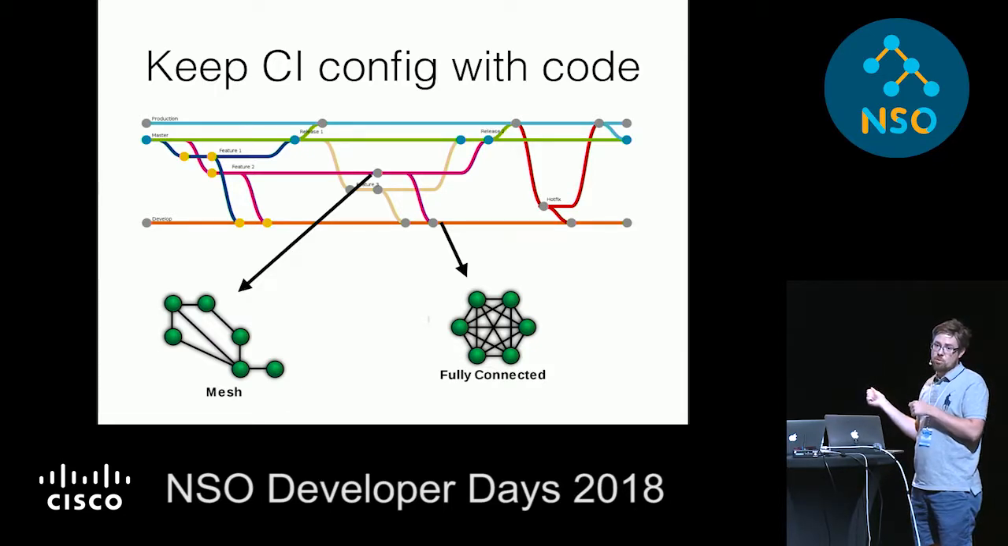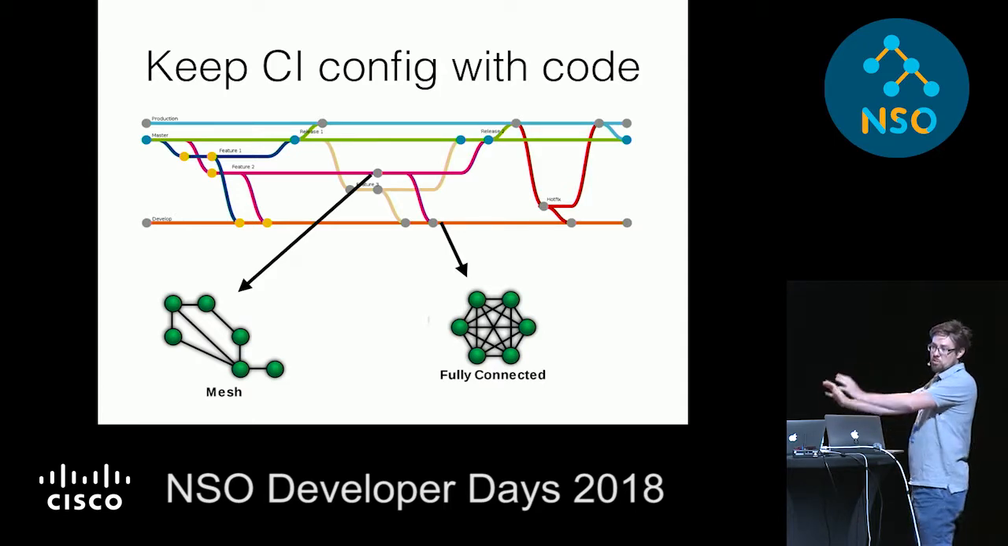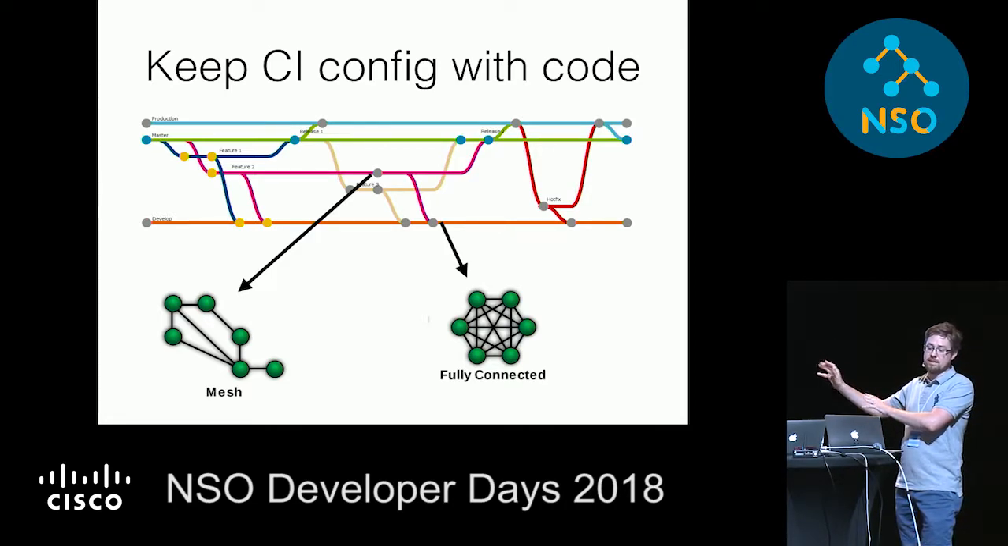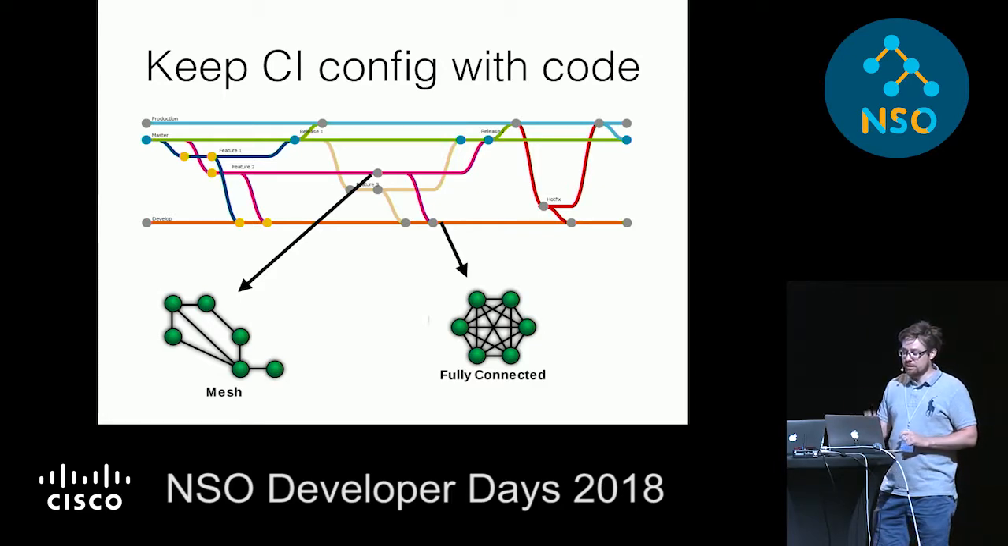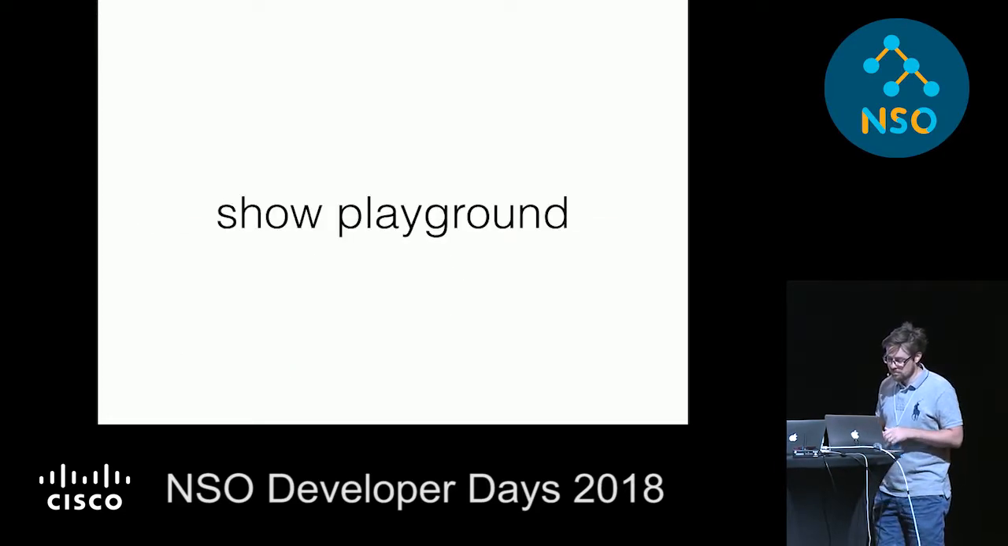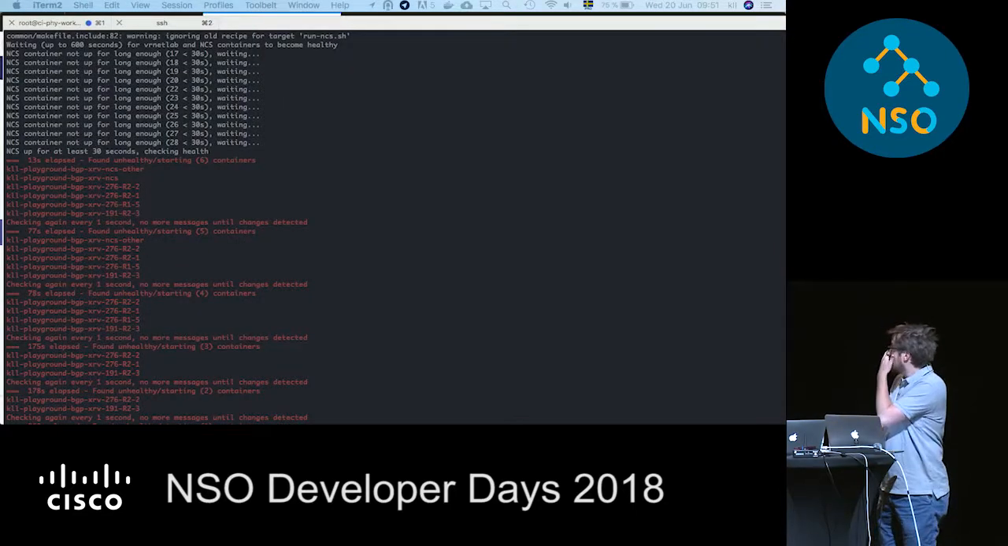We didn't do this before. If you have something like a physical lab, then the topology is obviously outside of the control of the Git repo, right? You can't change a file in the Git repo and have your physical lab be rearranged automatically. That doesn't work. But with this, we have the topology definition together with our code, which is what you want. OK. So with all that behind us, we can now hopefully look at the playground environment.